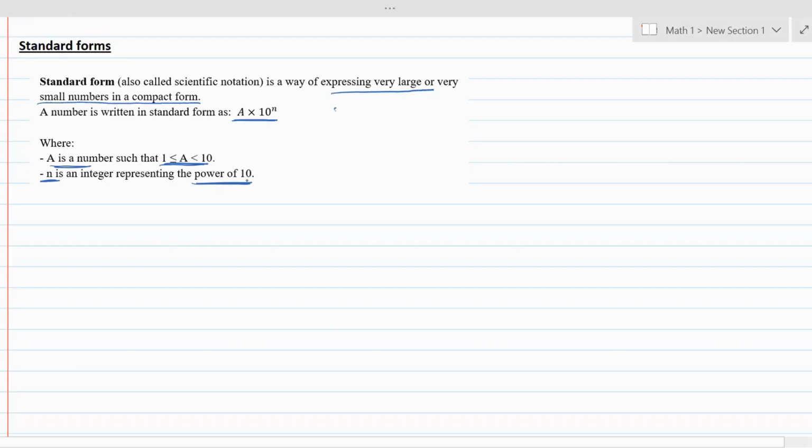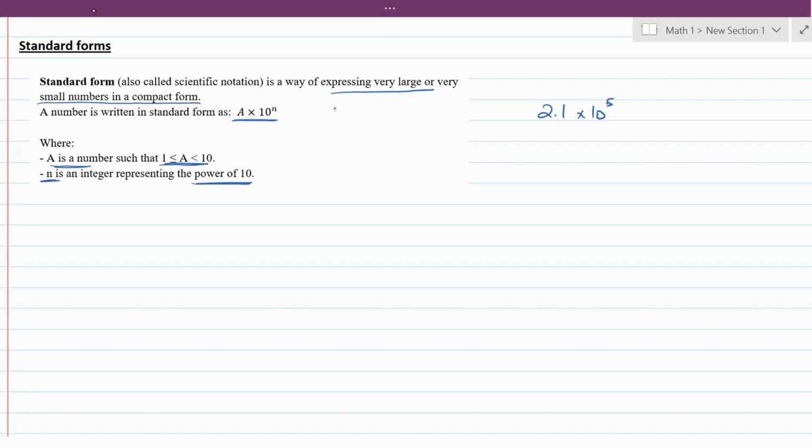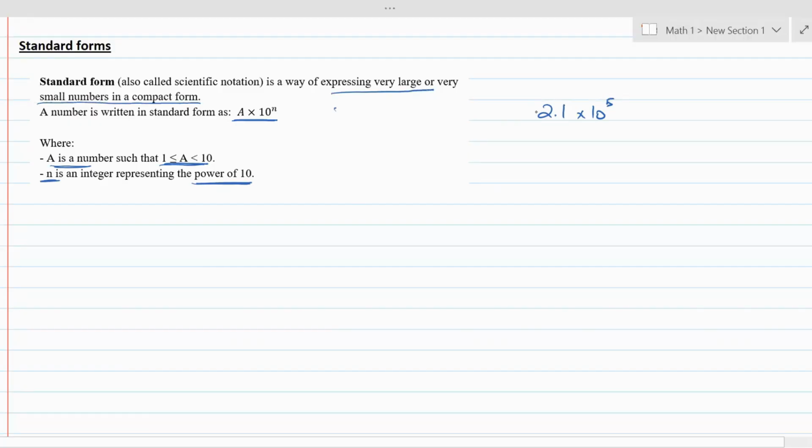So an example for the standard form, you can say maybe 2.1 multiplied by 10 raised to the power 5. This is a standard form. Why? Because you see this 2.1, this number is a, and this is between 1 and 10. And we have this 10 power n, so n here is 5.